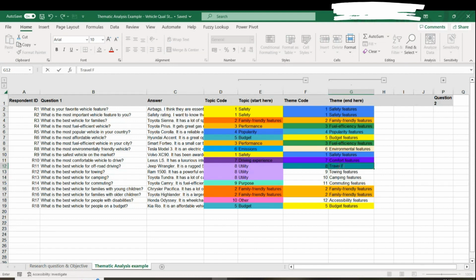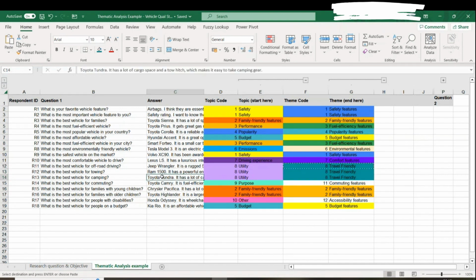You could create travel friendly, which is number 8, and then you can just give these because they all relate to travel friendly. Yeah, camping, and I think you could give those a number 8.